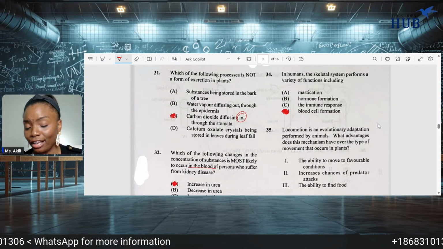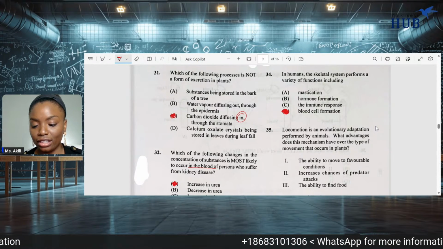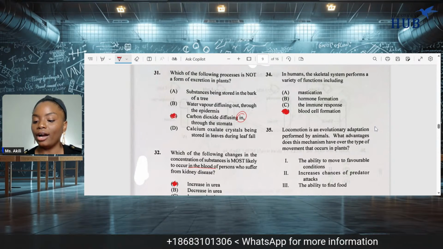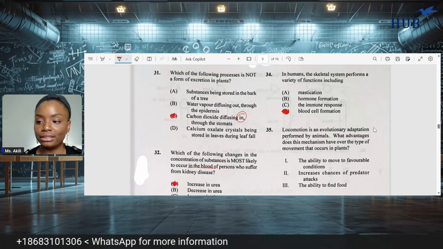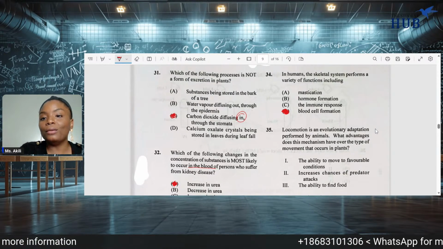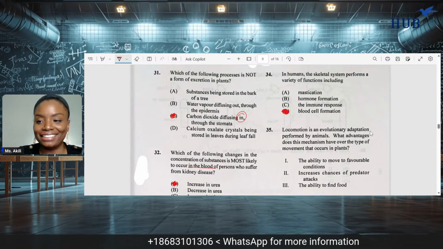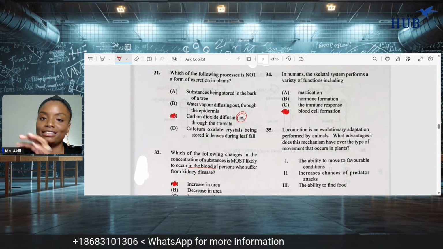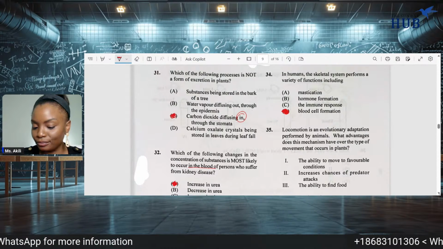The bones themselves don't secrete hormones, so they don't do hormone formation. Mastication is done by the teeth, not the bone. The immune response is done by different cells belonging to your immune system. Now, some of those cells can be formed in the bone marrow, but it's the skeleton's job to form the cells, and then the immune system coordinates the immune response, right? Not the skeleton itself.